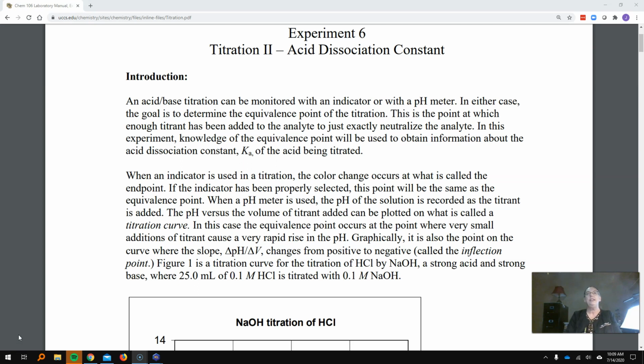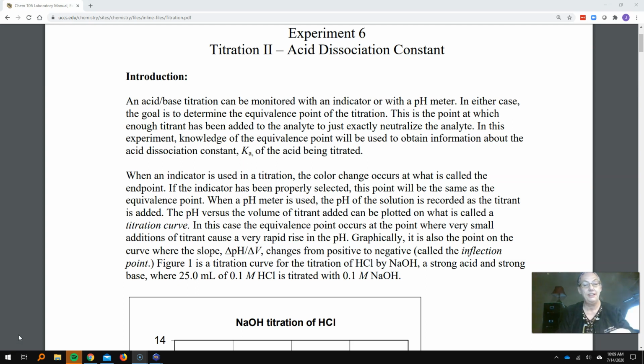So we're going to be doing a titration. We're going to titrate a weak acid, which will be acetic acid, which is vinegar, and we're going to titrate it with a strong base called sodium hydroxide, NaOH. We are going to find how much sodium hydroxide it will take to neutralize the acetic acid. We're going to put an indicator in there called bromocresol green.